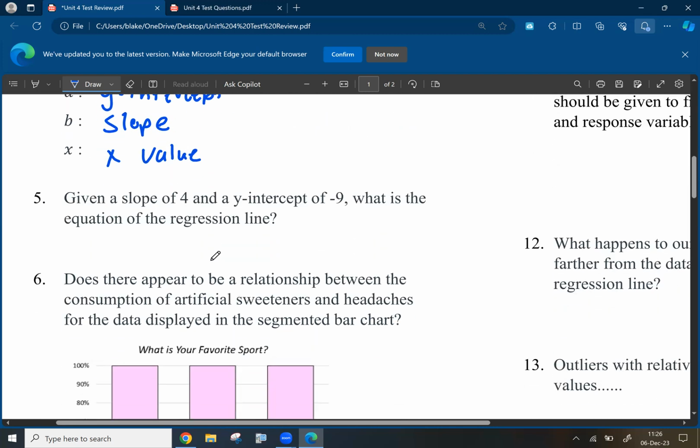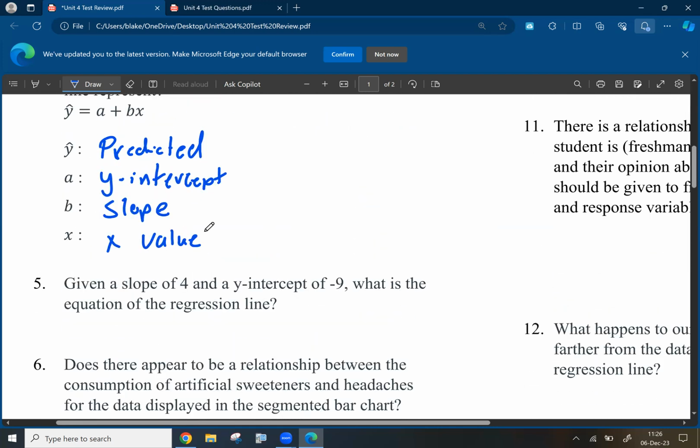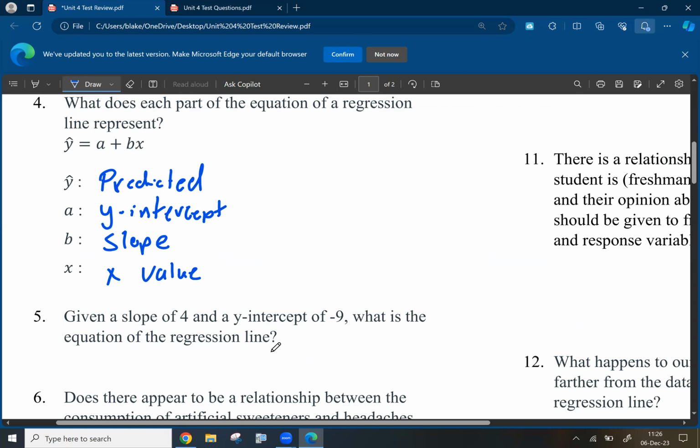Number 5. So we're writing an equation. It's going to look like this, but it's going to have a slope of 4. So the b value would be 4, and a y-intercept of -9. So the a value would be -9. So essentially, the equation will look like this: y hat equals -9 plus 4x. So 4 is the slope number, which again was the b number, and the -9 was the y-intercept, which is the a number.